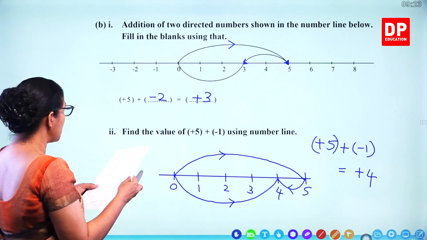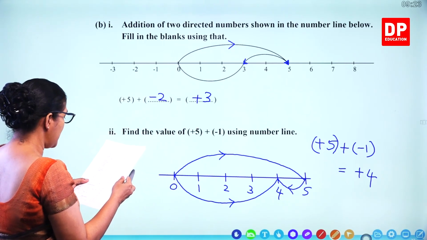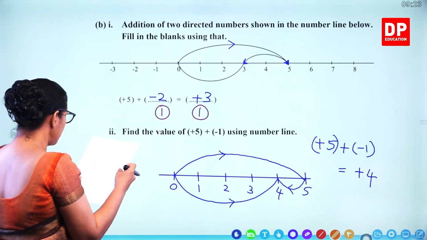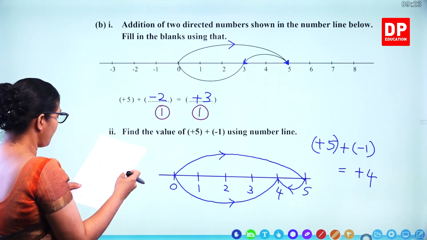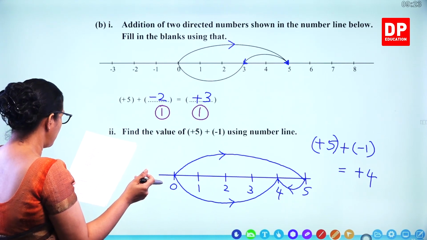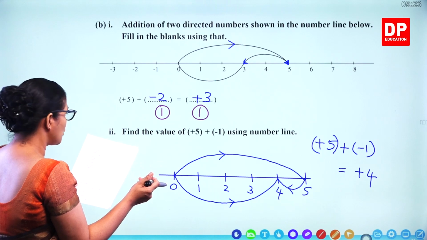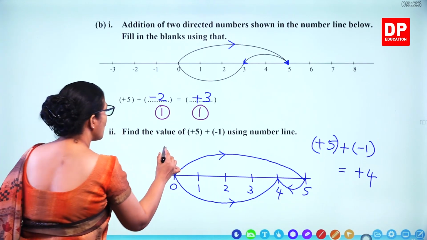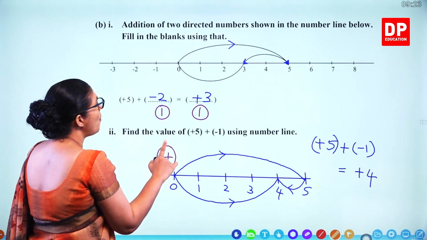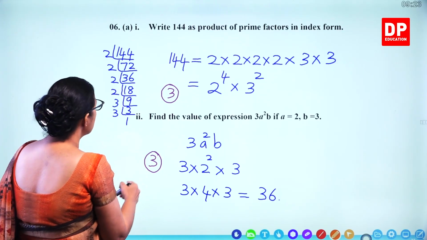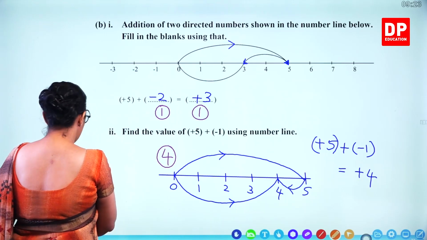So how many marks here? Plus 5, minus 2, plus 3. That's 2 marks, 1 mark each. And this one, 3 and 1 mark. So plus 4 is the answer. 4 marks for this. 4 plus 2, 6, and 6, 12 marks.